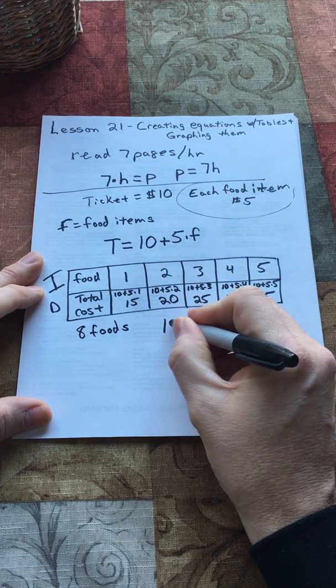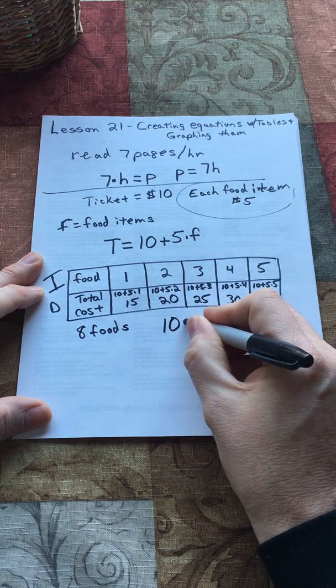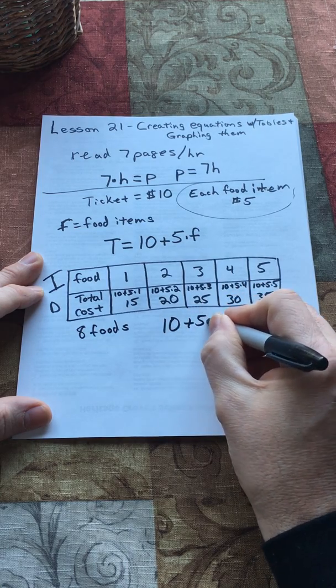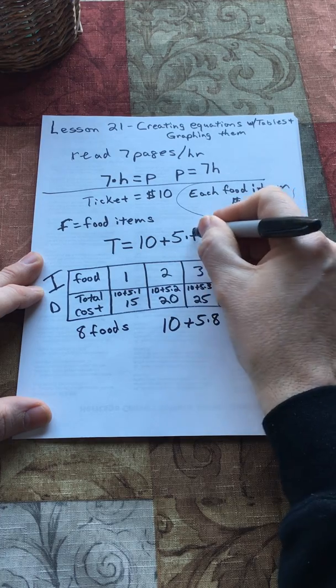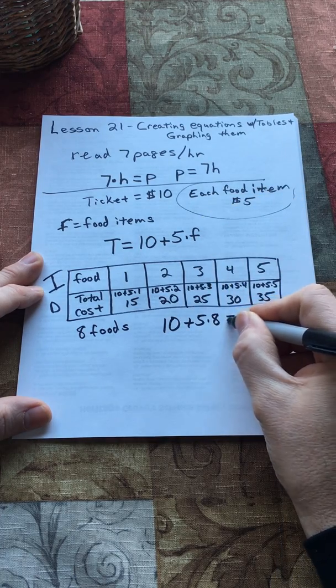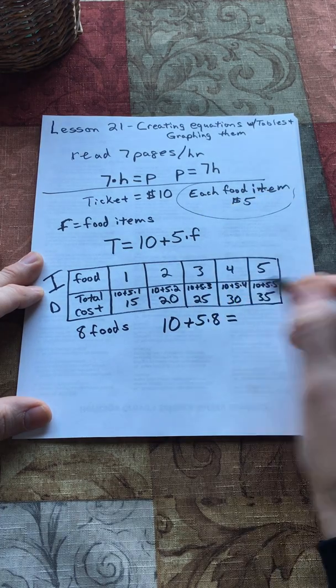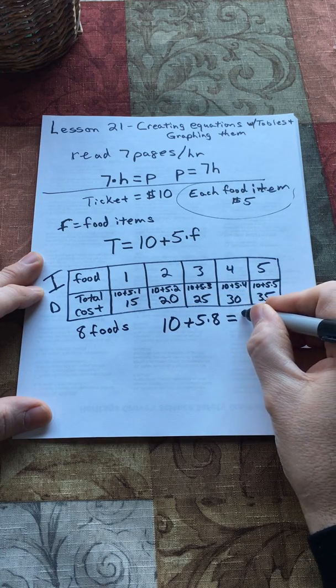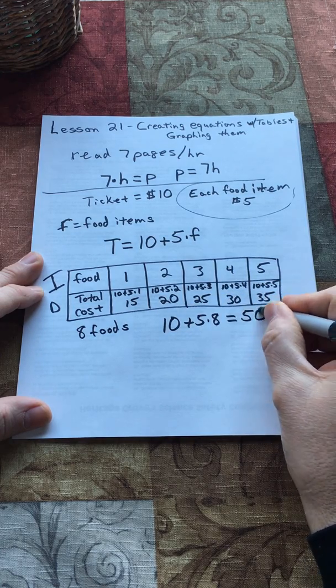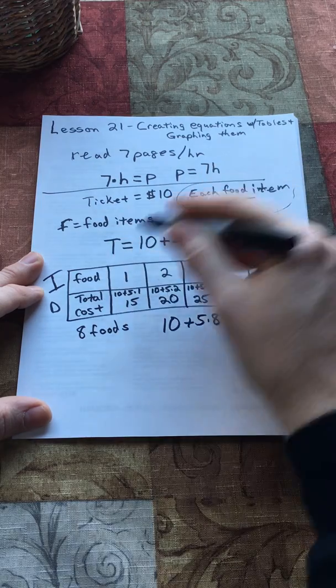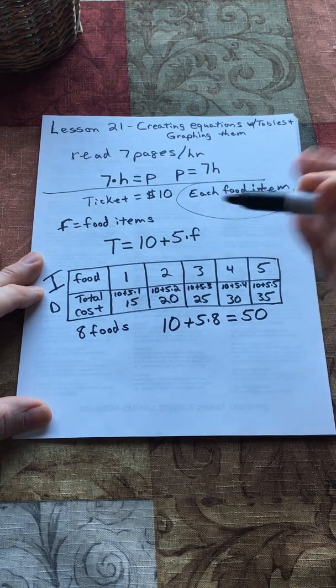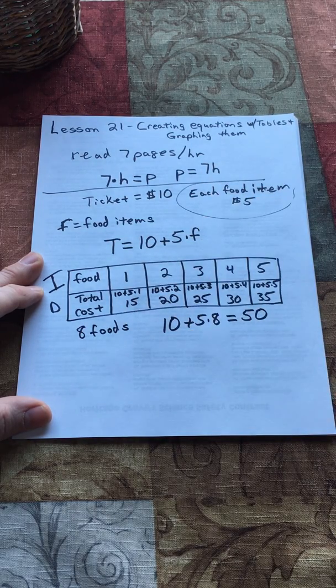So here's our equation again. 10 plus 5 times 8. We're going to put that 8 in for the F for food items. Well, 8 times 5 is 40, plus the 10, that's going to be 50. See how you can use this equation? You can use equations to help you figure out how much something would cost way out there in the future.